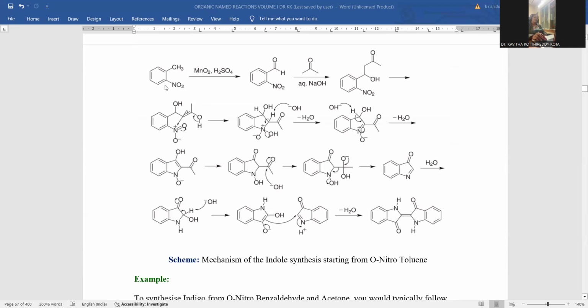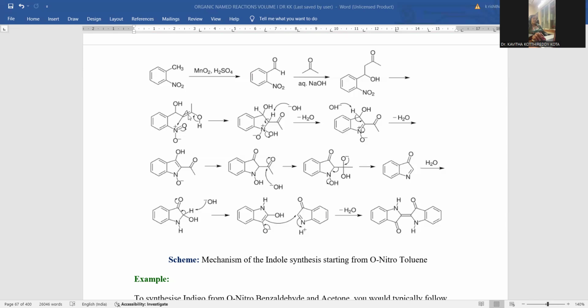Here the first precursor compound is orthonitrotoluene. Manganese oxide and sulfuric acid convert this methyl into the aldehydic group. This is the starting material, orthonitrobenzaldehyde. This is added to the acetone compound. Whenever acetone is added, what will happen? A carbanion is generated, and that carbon is able to bind over there. It is a kind of aldol condensation reaction. Beta hydroxy ketone is the product. Whenever beta hydroxy ketone is generated, it will participate in a ring cyclization reaction with the nitrogen of the nitro functionality.